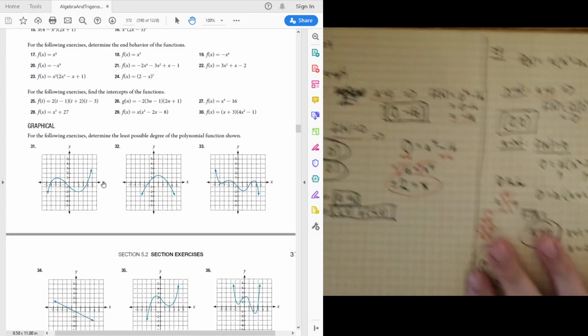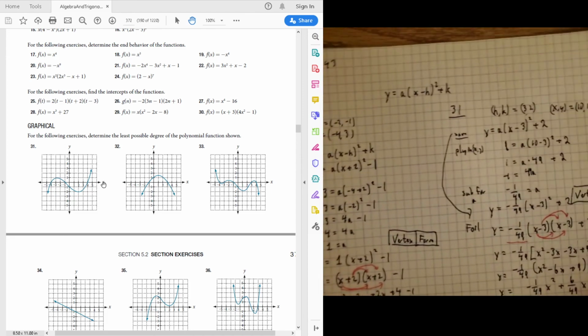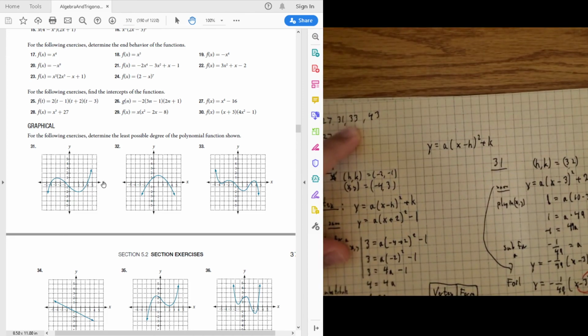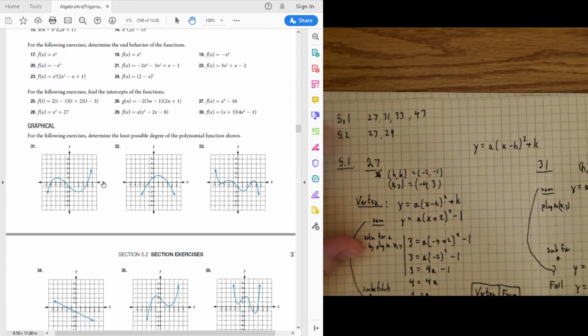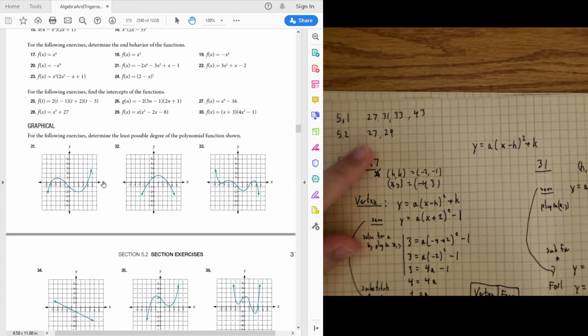So there were the 6 questions you guys asked me about. They were number 27, 31, 33, and 43 from section 5.1, and from section 5.2, 27 and 29.